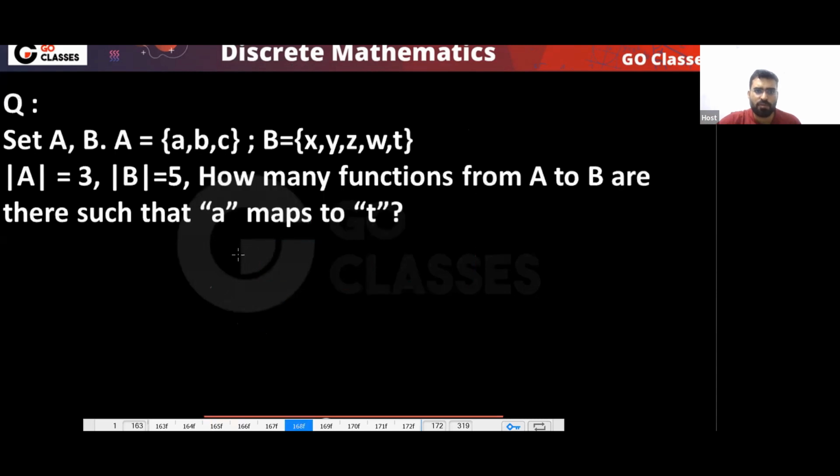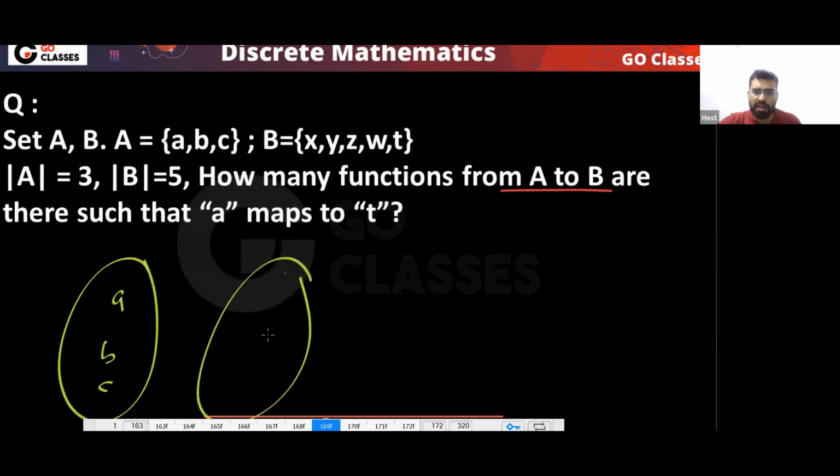Quickly tell me what is the answer for this. You have sets A and B. Set A has cardinality 3. Set B has cardinality 5. How many functions from A to B are there such that A maps to T? This information is already given to you, that A is mapping to T. So here you have A, B, C, and here you have X, Y, Z, W, T. And it is given that A is already mapping to T.